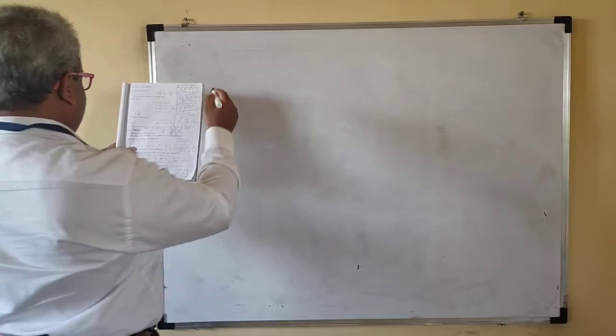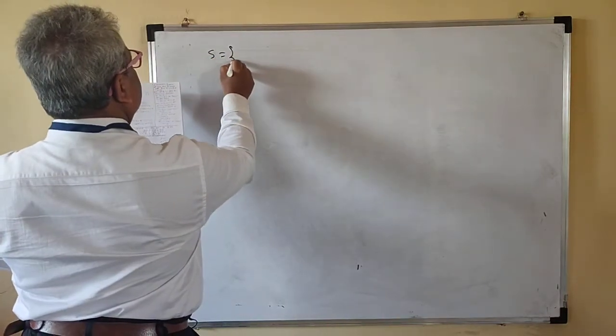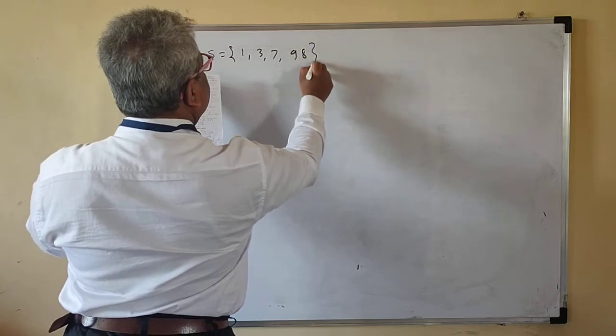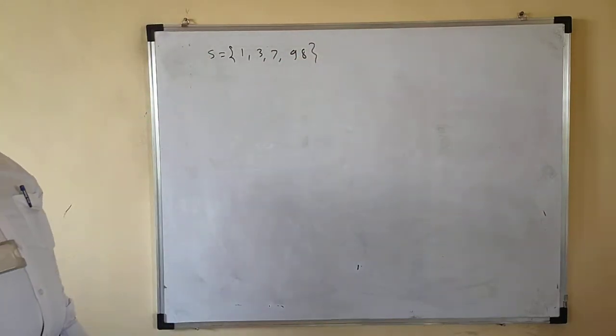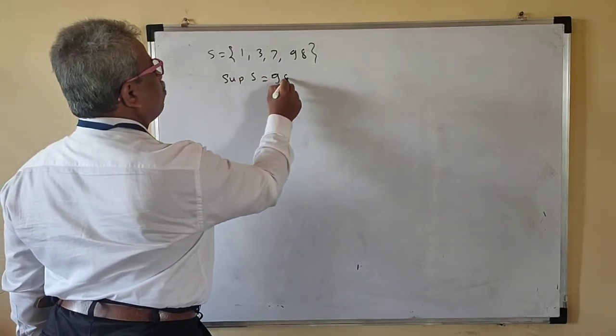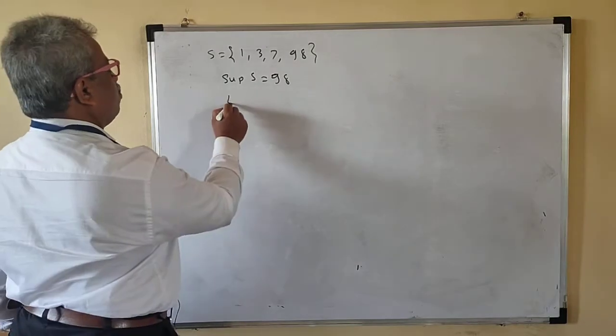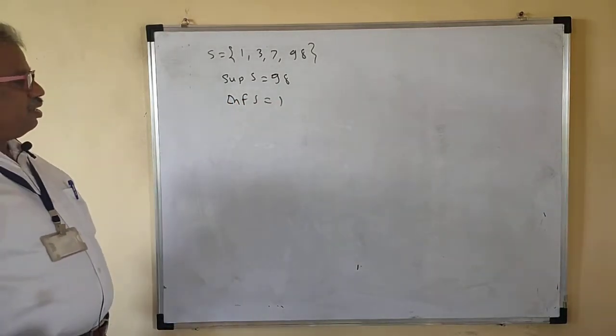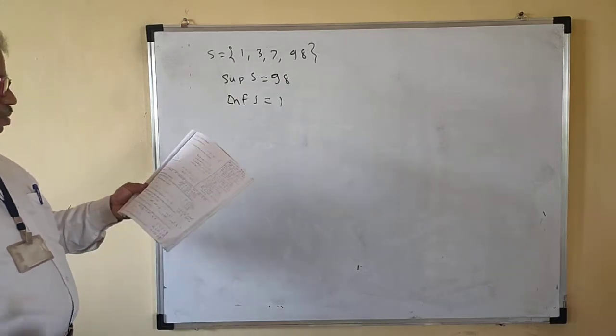Okay, suppose S is equal to {1, 3, 7, 98}. This is a finite set. A finite set is always a bounded set. So that means what here? Supremum, what is it? 98. What is the biggest of this one? 98. What is the infimum of S? 1. So this is a bounded set. Supremum is 98, and the infimum is 1.